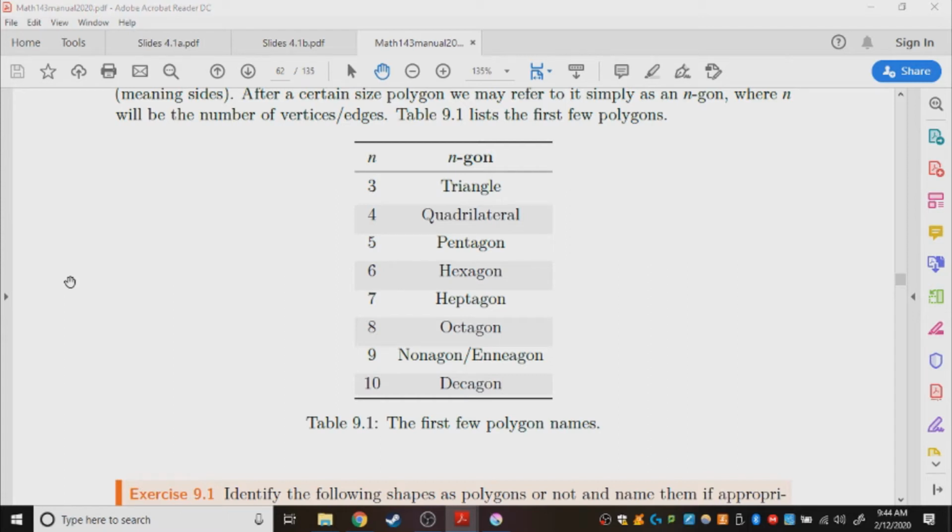Yes? What's the most sided polygon in existence that has a special name? Yeah. Like, is there one that you would know of? No, I don't really know any fancy names. There's no limit to how many sides you can have, right?